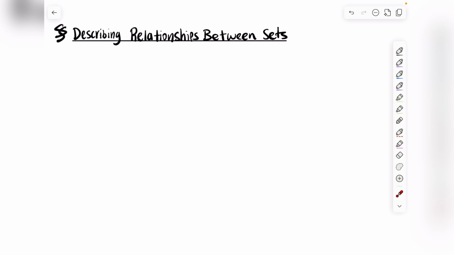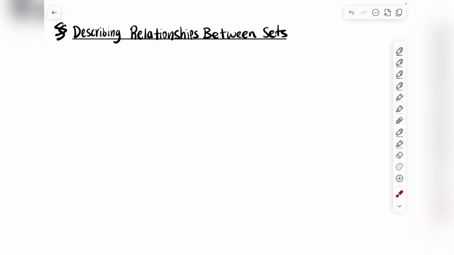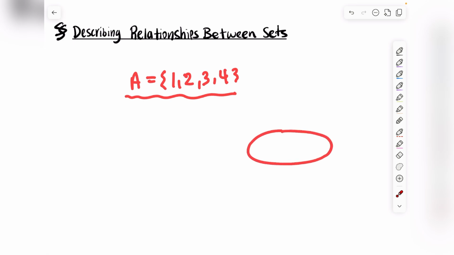Now, a useful skill you want to know in order to understand these types of relationships better is how to visualize these sets. A way to visualize these sets is using Venn diagrams. So let's say you have a set A that contains the elements 1, 2, 3, and 4. Visually, you can represent set A as a circle in space, label it A, and that circle is just going to contain the elements of A. So 1, 2, 3, and 4.